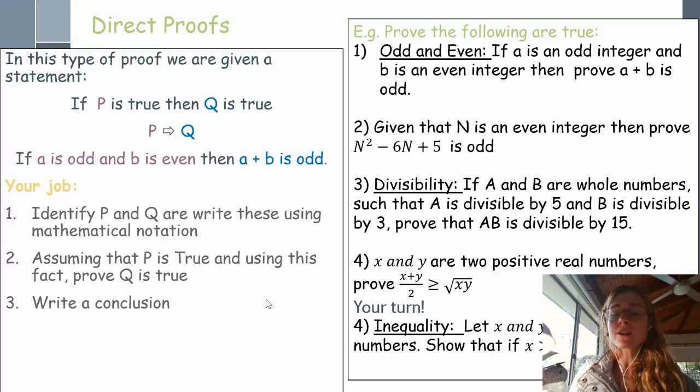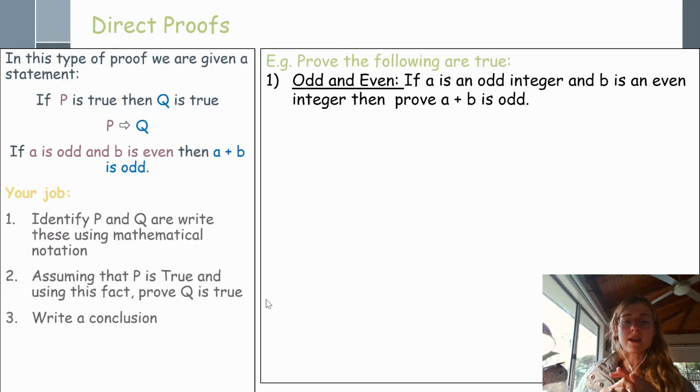So we call the first part of the statement P, the second part Q. We identify what P and Q are using mathematical notation as best as we can. Assume P is true, and using this prove that Q is also true. And then we write a conclusion in words. So there are our 3 steps. Let's have a go at an example together.